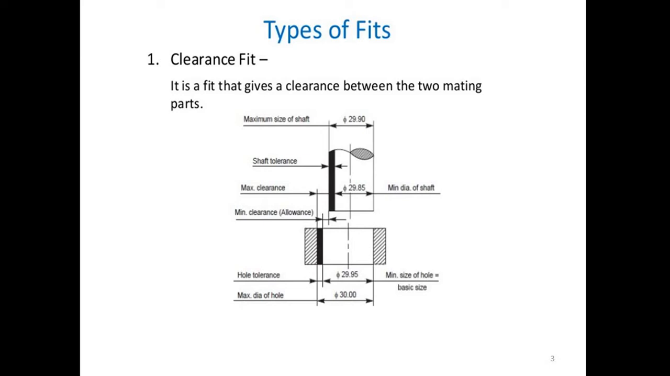Now as per our condition, for clearance fit, the maximum size of the shaft must be less than the minimum size of the hole. Then and then only clearance fit will take place. And here the maximum size of shaft is 29.90 mm and the minimum size of hole is 29.95. That is, 29.90 is less than 29.95.